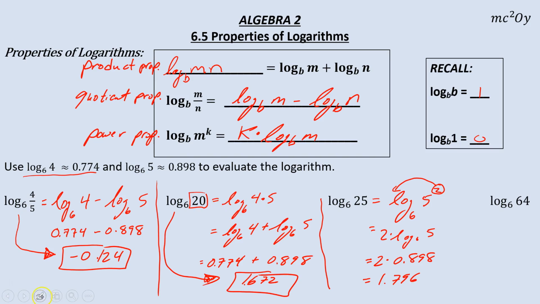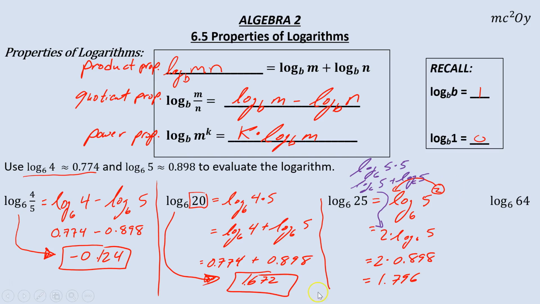Okay. The other thing you could have done there, if you wanted to, you could have thought of it as log base 6 of 5 times 5, which would have been log base 6 of 5 plus log base 6 of 5. And notice you have 2 of those, so that ends up becoming this right here, right? Because we have 2 of the same thing.